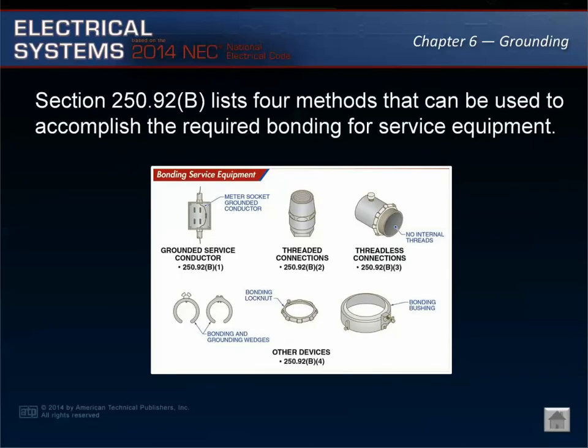New installations require the frame to be grounded per Articles 250.134 and 250.138. Section 250.92(B) lists 4 methods that can be used to accomplish the required bonding for service equipment. The 4 methods are: grounded service conductor, see Article 250.8; threaded connections, where fittings such as threaded hubs or bosses are permitted for bonding purposes when made wrench tight, commonly used with rigid metal conduit and intermediate metal conduit; threadless connections made up wrench tight for metal raceways and metal clad cable; and other listed devices, where bonding is permitted to be accomplished by the use of bonding or grounding type lock nuts.